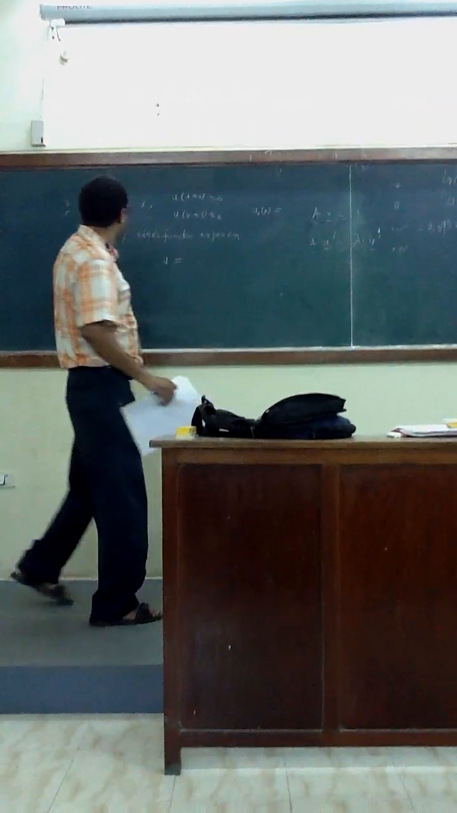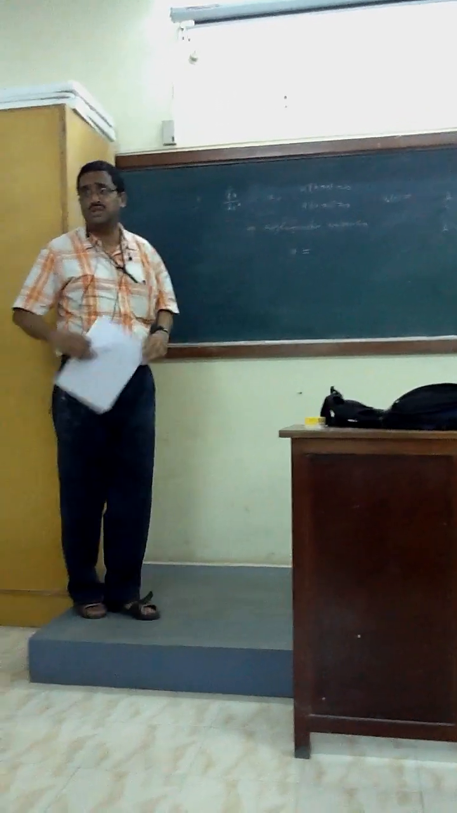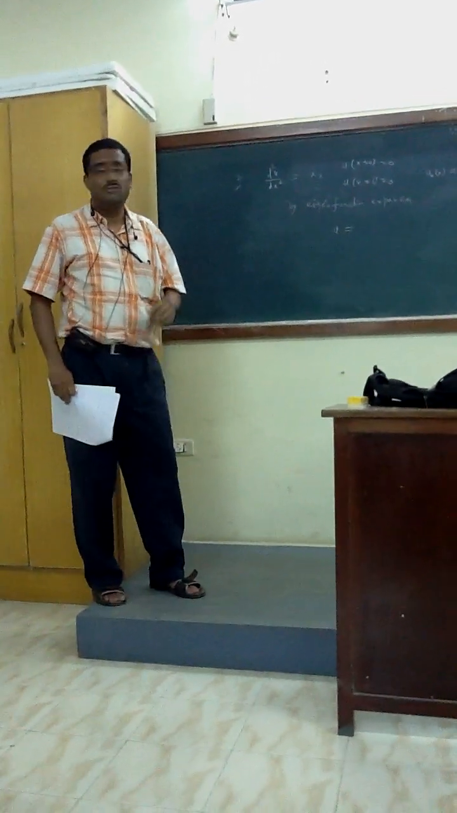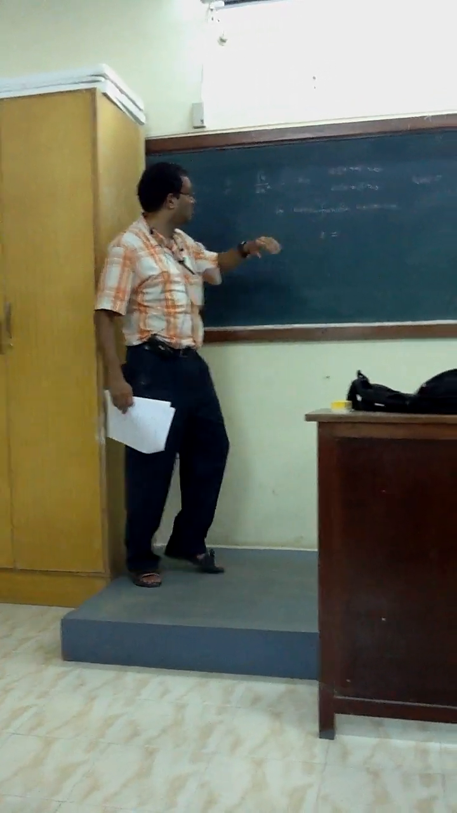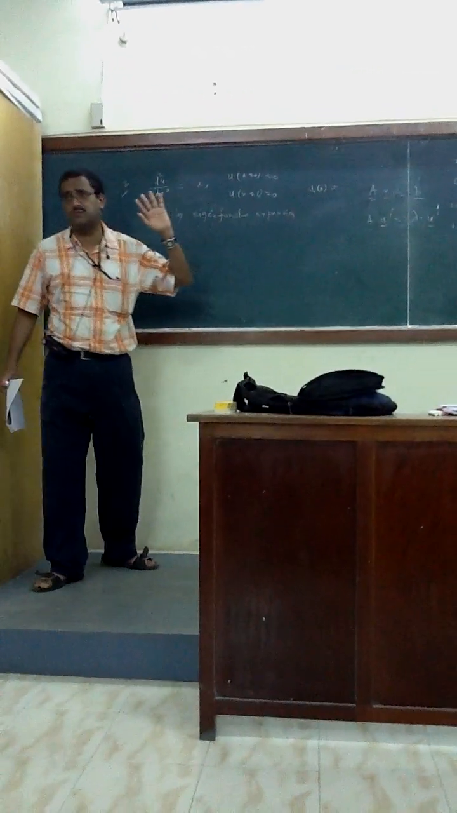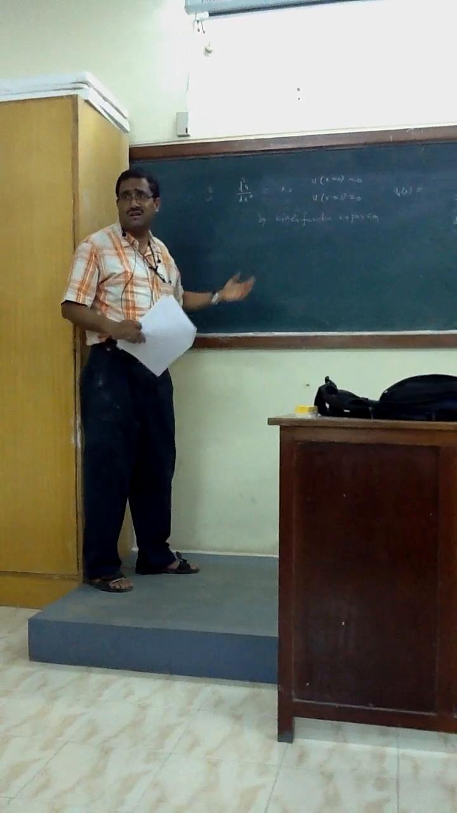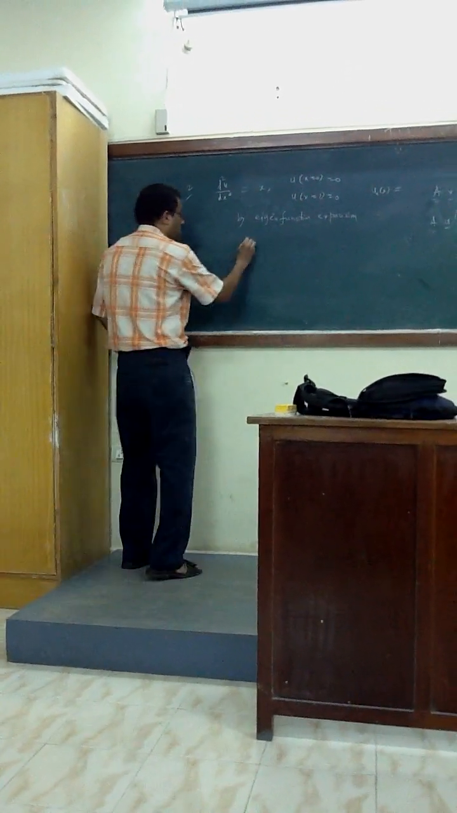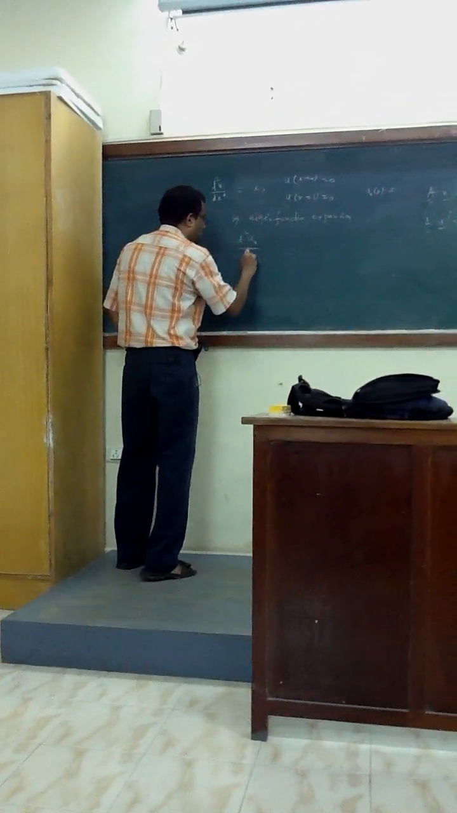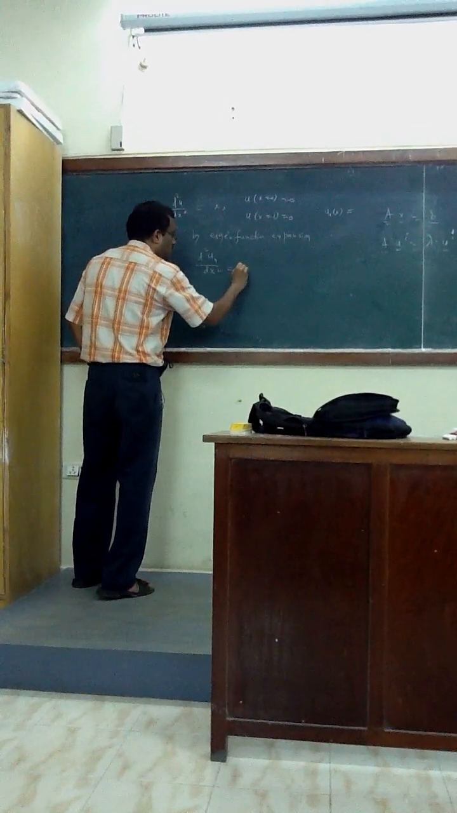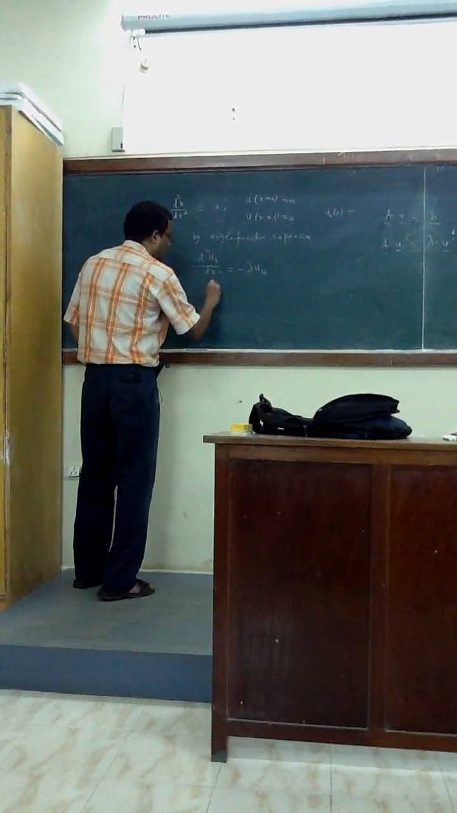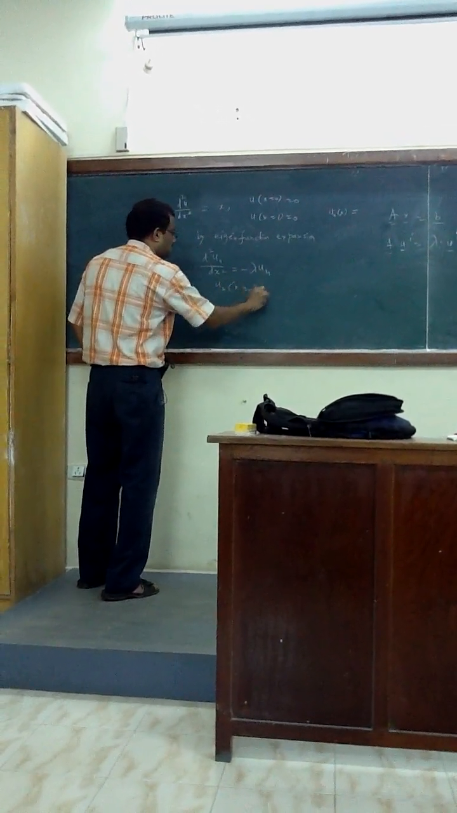So, what is the similar expression? Can you tell? Jessica? What is the similar expression here? What's the eigenfunction for this problem here? d squared u_n over dx squared equals minus lambda u_n, and the same kind of boundary condition.